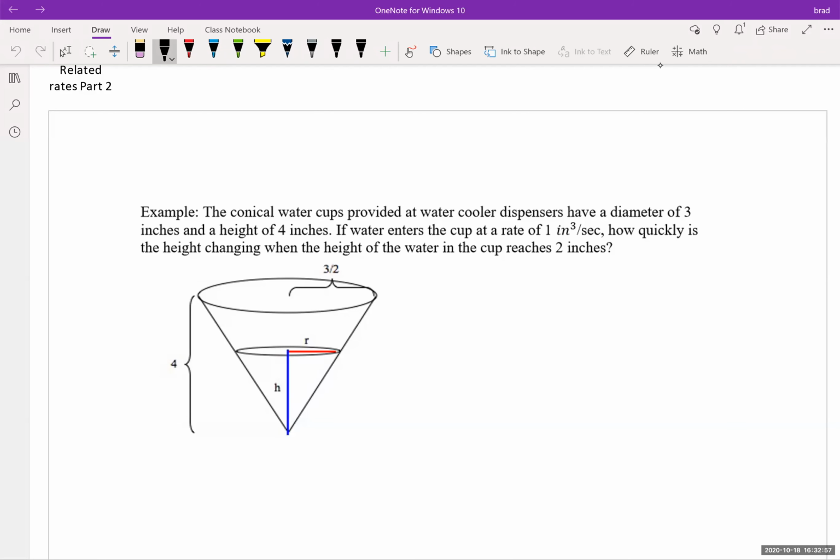Okay, so we're going to finish up related rates. This will be the second video for this section. These are a little bit of the harder problems, so I'm going to do about 3 examples of some of the more difficult problems you'll see in related rates.